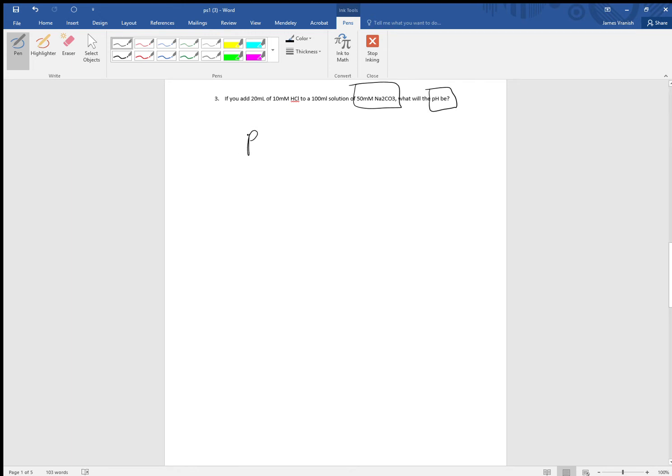So pH is equal to pKa plus the log of the concentration of A minus over the concentration of HA. All right, so what do we have here? Well, we can look at figure 2.11 in your text and find the pKa value for carbonate.